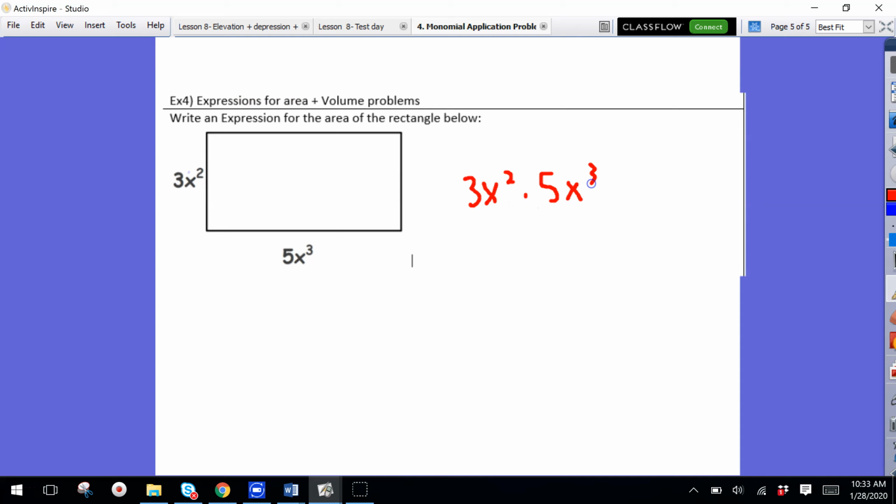And at this point, this should be pretty easy. So 3 times 5 is 15, and x squared times x to the third, well, I'm multiplying x by itself 5 times. If I use my product rule, I'd add those exponents, and that's it.